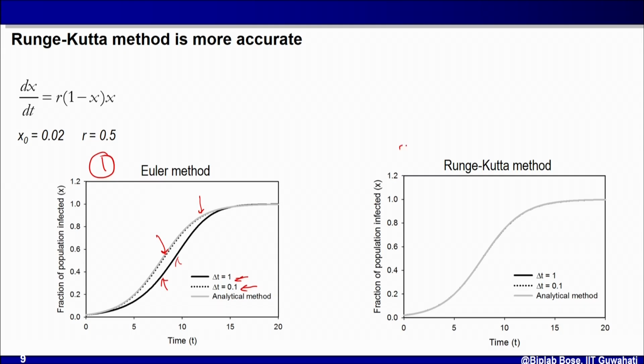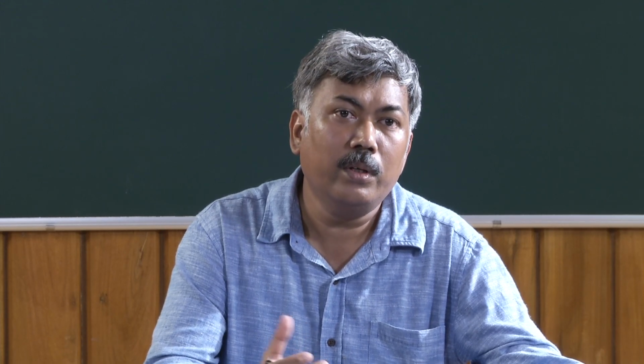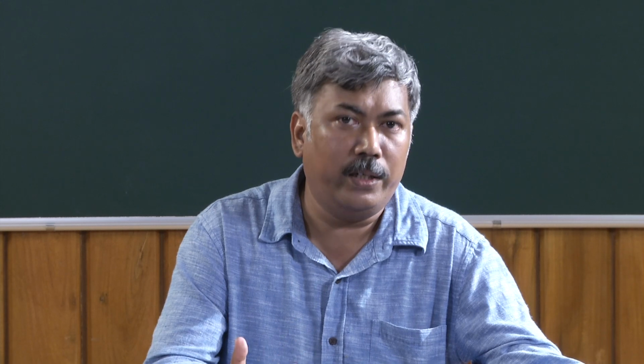So again, plot 2 is the same system. Again, I have plotted the exact solution by a gray line, and I have done 2 simulations using the Runge-Kutta algorithm with delta t equal to 1 and delta t equal to 0.1. You can see clearly in this graph, all these 3 have the same data and they have collapsed into the same line, and you cannot see them because they overlap. So it shows that in the Runge-Kutta method, the average slope technique is giving us a better, more accurate result than Euler's method.